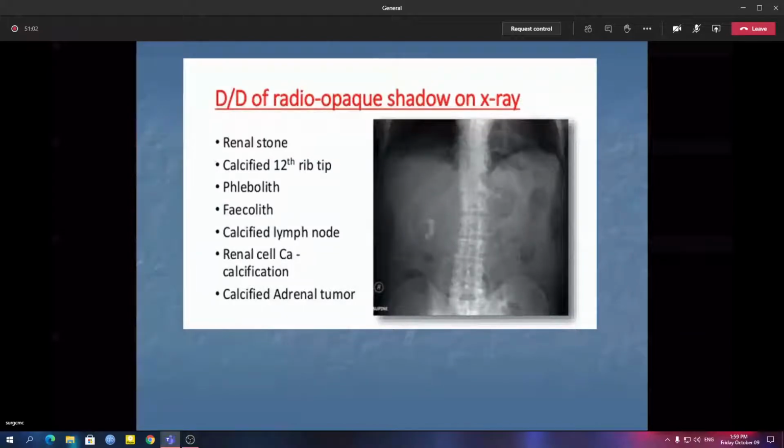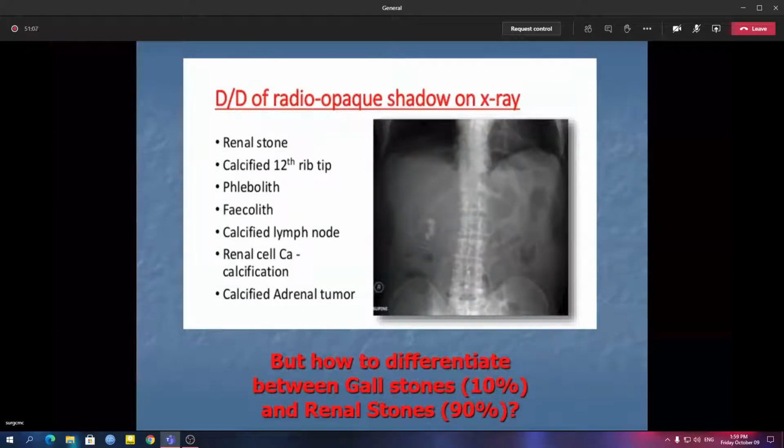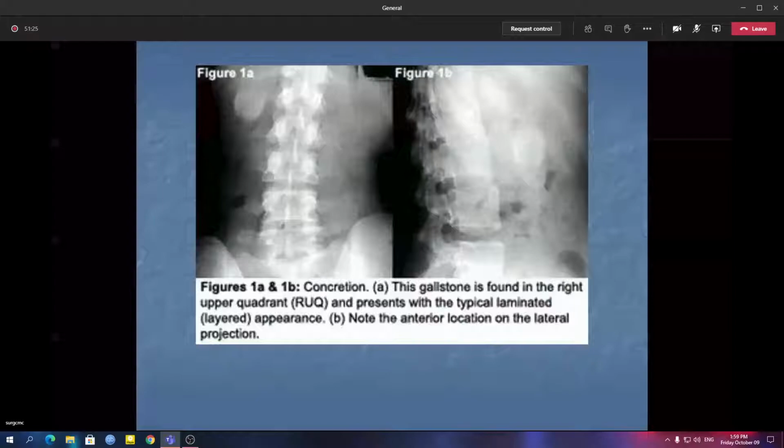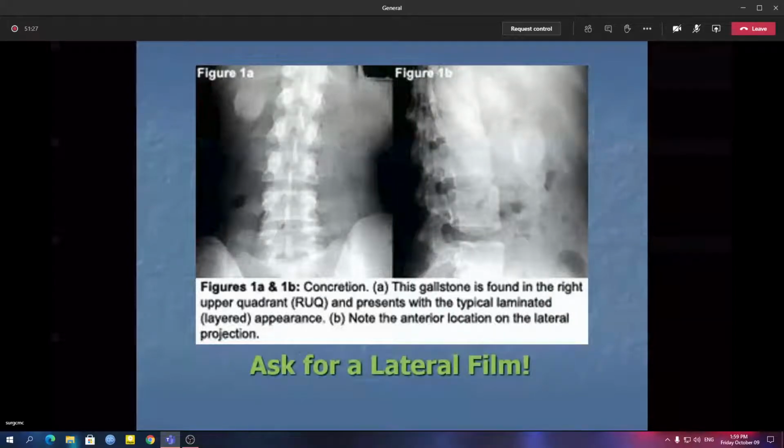But in that particular X-ray, how do we differentiate a gallstone and a renal stone? First of all, gallstones are generally radiolucent. Only 10% are radiopaque, whereas renal stones are 90% radiopaque. So the chances of it being a renal stone are more. Still, I need an X-ray where I have to get a lateral film. A gallstone will be in front of the vertebrae, a renal stone behind the vertebrae. Kidney is a retroperitoneal structure.